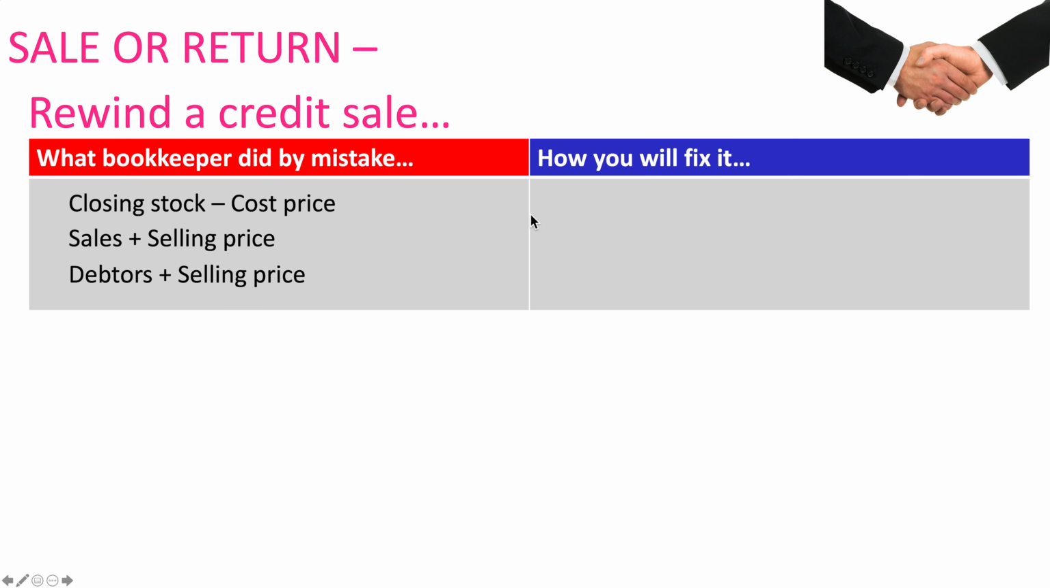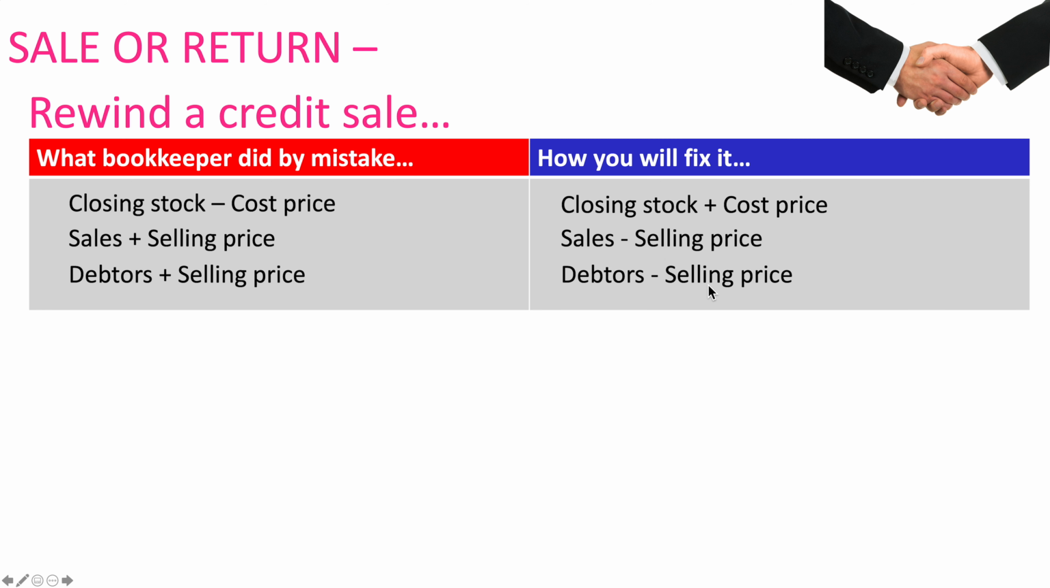So to rewind a credit sale, this is what the bookkeeper did by mistake. They had closing stock minus cost price, sales plus selling price, debtors plus selling price. So how will you fix it? Well, you will add the cost price to closing stock, you will minus the selling price from sales, and you will minus the selling price from debtors. So you're just completely rewinding what the bookkeeper did by mistake. The agreement between buyer and seller said, if I don't sell this, you don't charge me. So the bookkeeper accidentally did charge it. They put it down in their books as if they were to charge it.